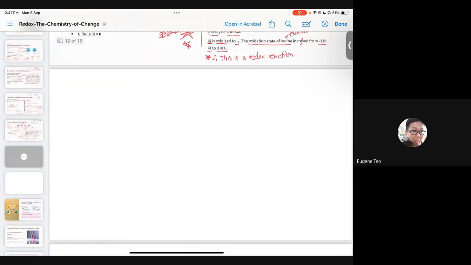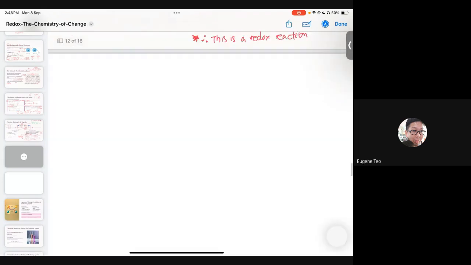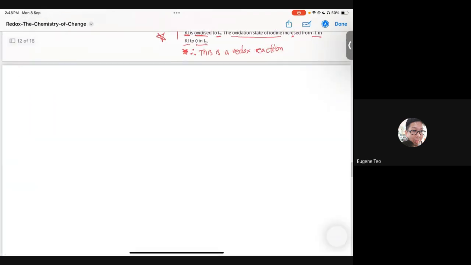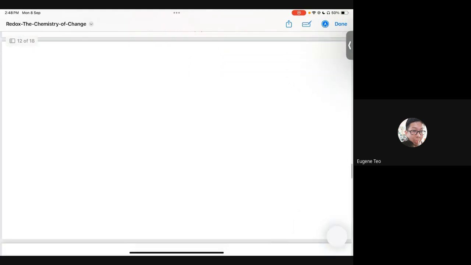Okay, so I'm going to go through another example here. Okay, let's go through another redox example. So, let's use something simpler.